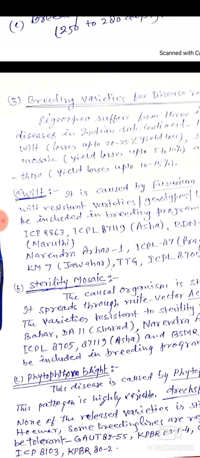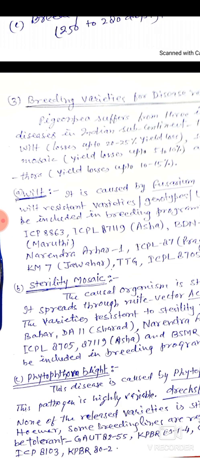First, we will take wilt. It is caused by Fusarium udum. Wilt-resistant varieties, genotypes or lines which should be included in the breeding program are ICP 8863, ICPL 87119, that is Asha, BDN1, BDN2, that is Maruti, Narendra Arhar 1, ICPL 87, that is Pragati, KM7, that is Jawahar, TTG, or ICPL 87051. These are the lines which should be included in the breeding program for wilt-resistant varieties.